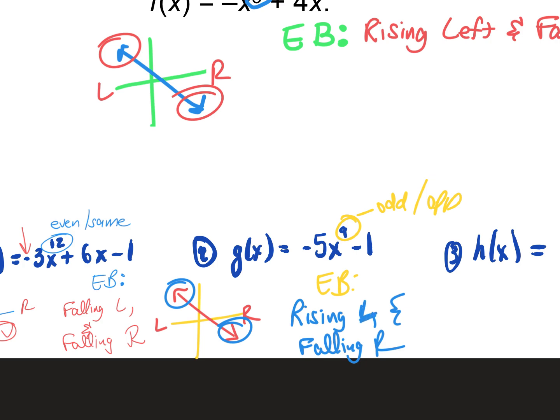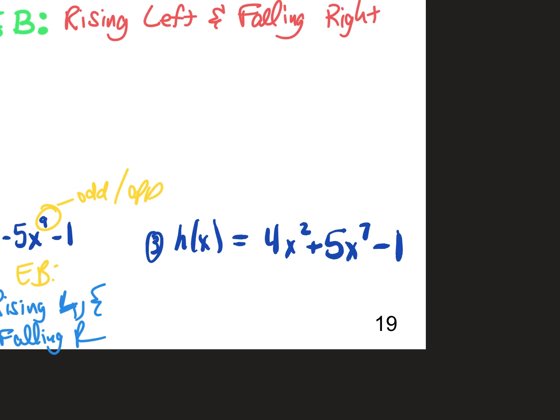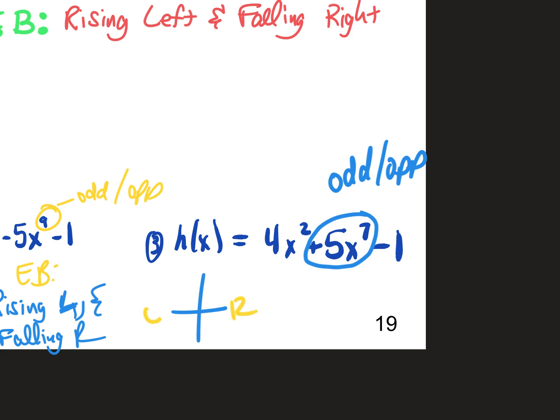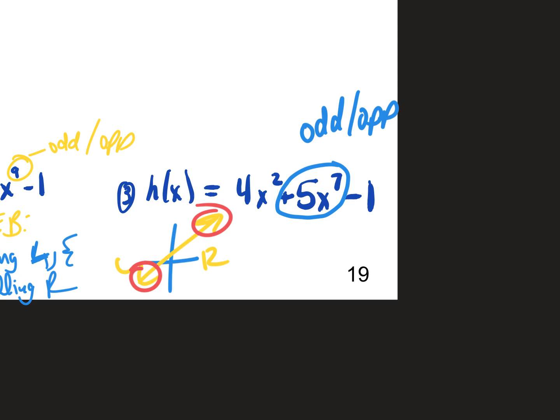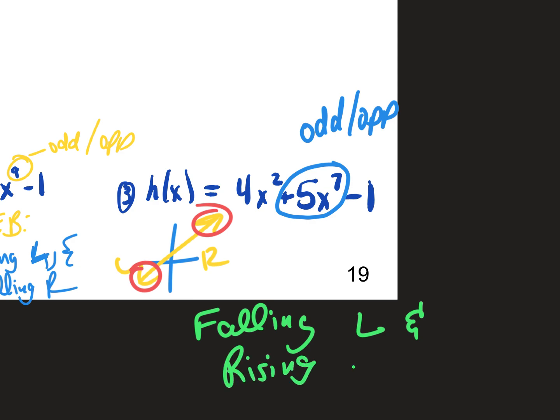All right, don't get tricked by something like this, guys. What's the highest exponent you see? 7. Not the first one, the highest. So that's the term we're looking at. 7 is what kind of number? Odd. So we think odd and opposite. Is that a positive 5 or a negative 1? Positive. So it's going to be like a positive line. So what's going on the left? What's going on the right? It is falling left and rising right.